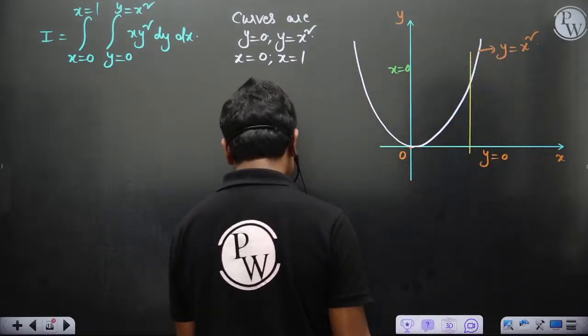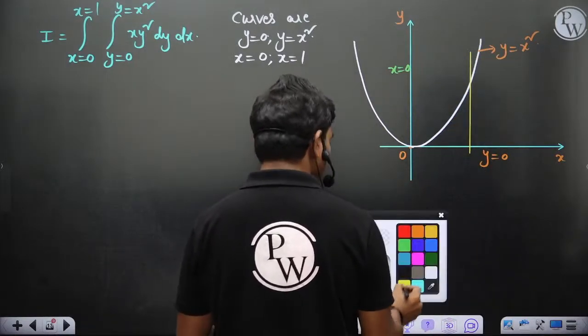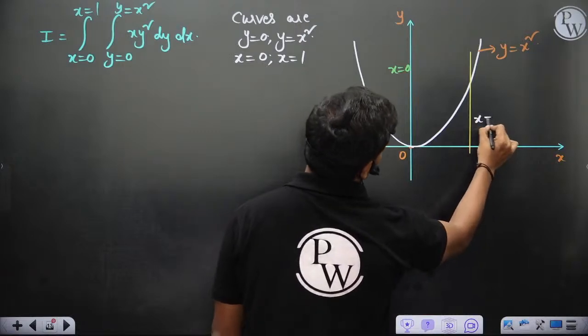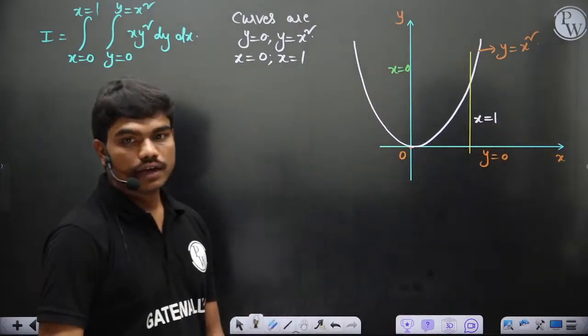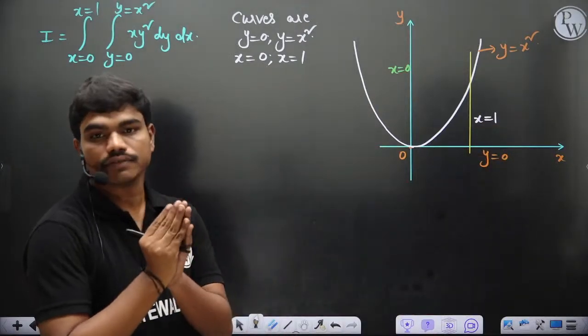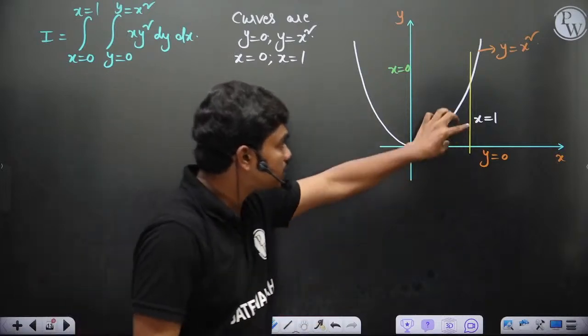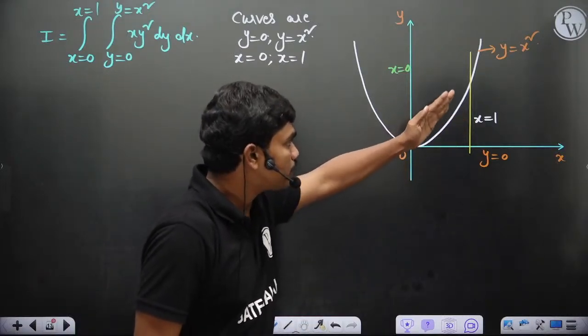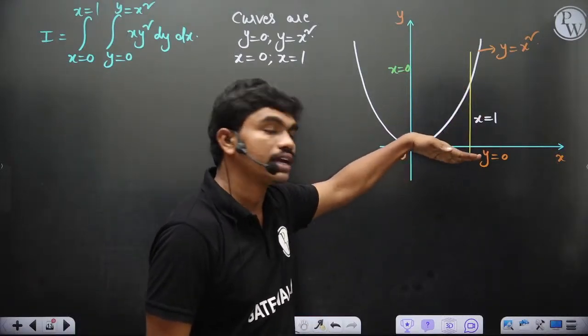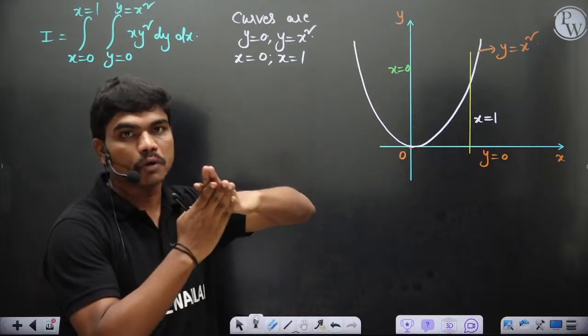If you try to identify the region which is bounded, only this part is bounded, which is in between y equal to x square, x equal to 1 and y equal to 0. Only this region is bounded actually, correct?